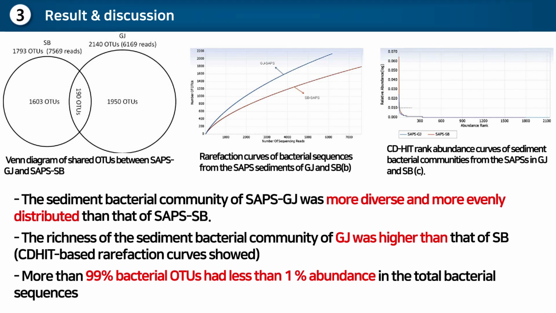The sediment bacterial community of SAPS GJ was more diverse and more evenly distributed than that of SAPS SB. CD-HIT-based rarefaction curves showed that the richness of the sediment bacterial community of GJ was higher than that of SB. And figure 4c shows that more than 99% of bacterial OTUs had less than 1% abundance in the total bacterial sequences.